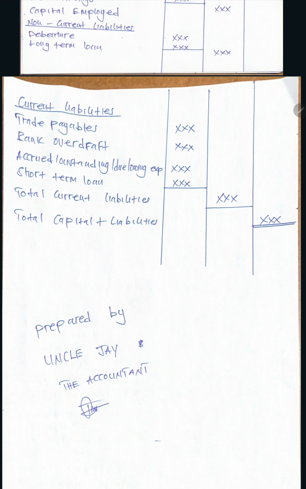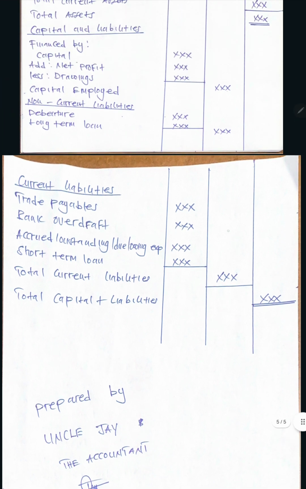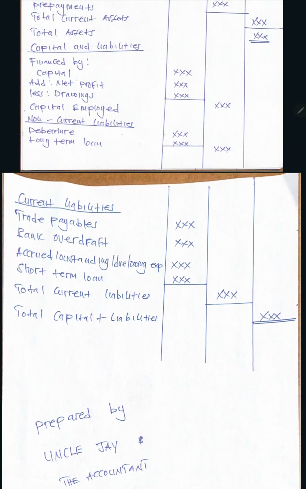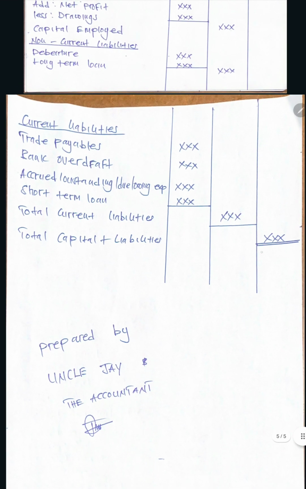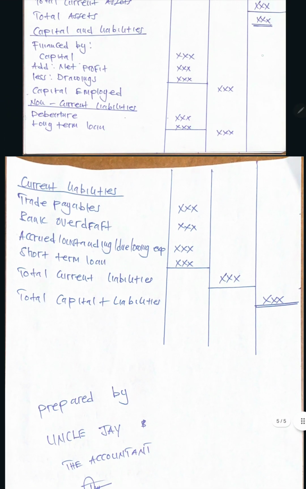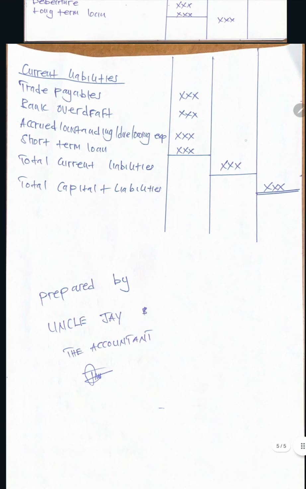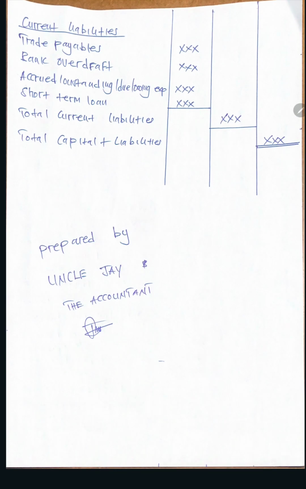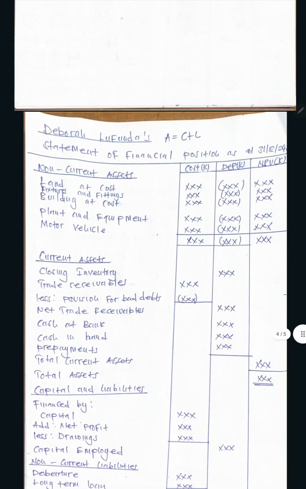A bank overdraft is a situation where you have overdrawn more than what you have in your account. Then you're owing the bank. Trade payables are the people that you're owing money to as a business. And then you add the total now: capital employed, total non-current, and total current. This figure should give us our total assets figure. If it's not giving you that figure, if it's not equal, it means that somewhere you have made a mistake. So basically, that's how you go about preparing your financial statements.